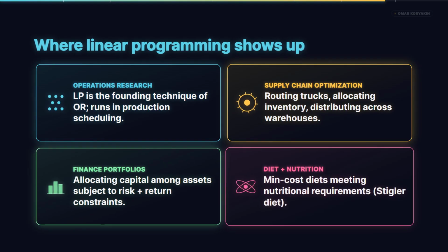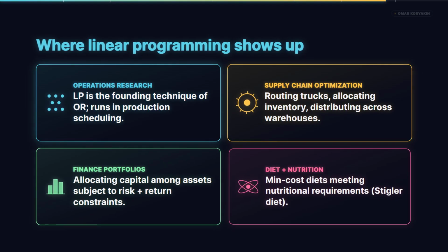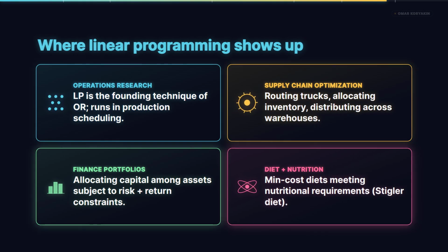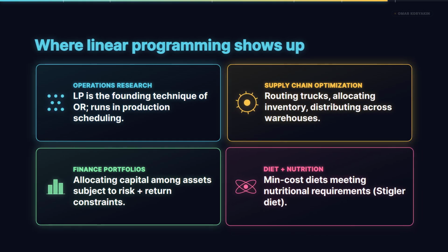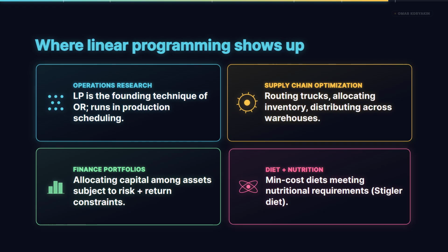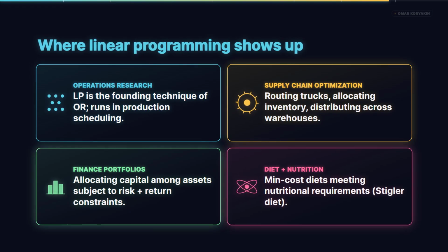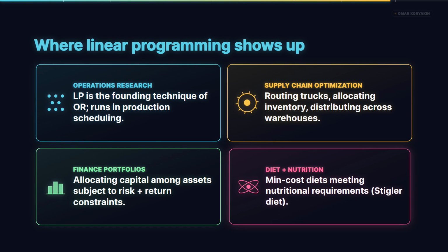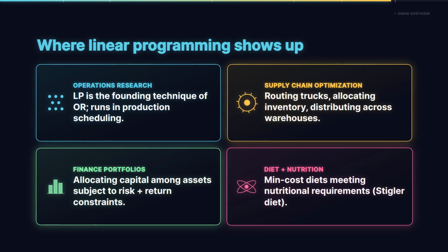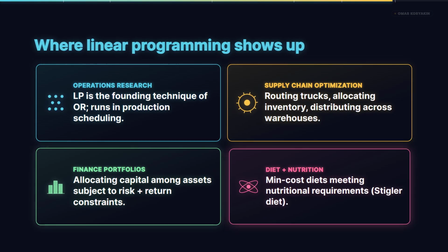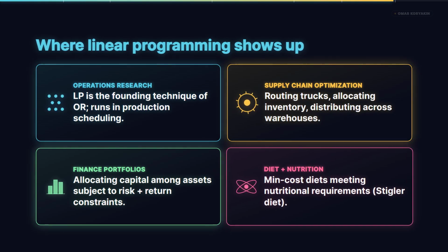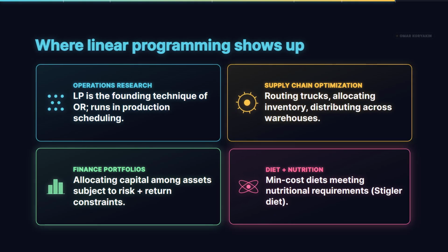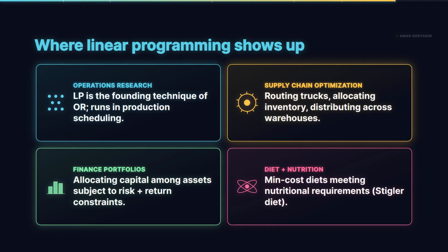In diet and nutrition, the Stigler diet problem from 1945 asked for the minimum cost diet meeting nutritional requirements, and linear programming provided the answer. Modern dietary planning for hospitals, athletes, and dietary intervention studies still uses linear programming on systems with many ingredients and many nutritional constraints. The 2-variable example we covered today is the toy version of the same problem at scale.